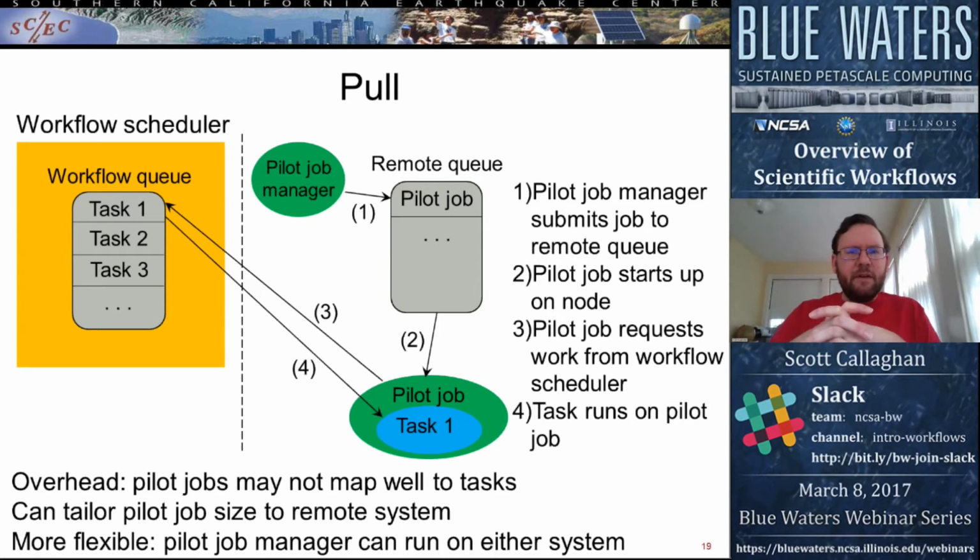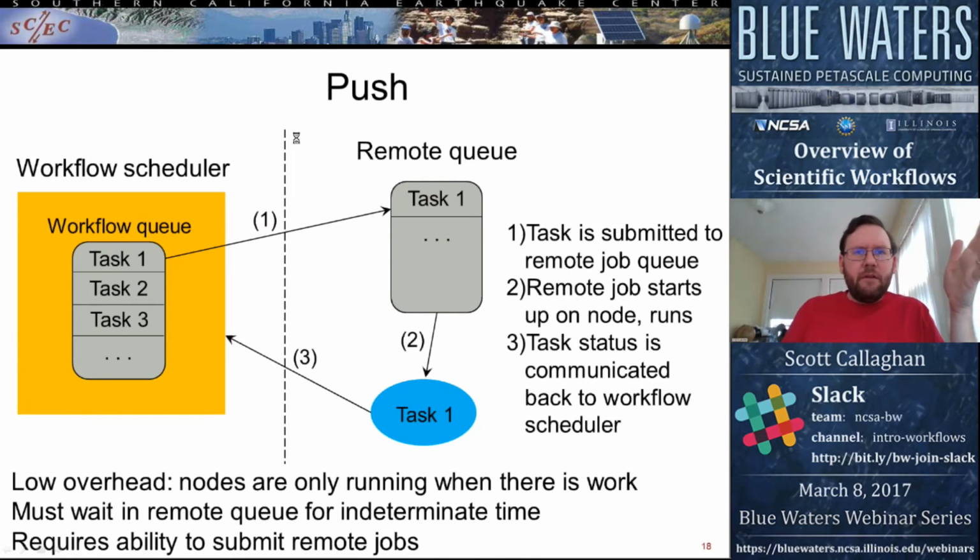The downsides of it are that you have more overhead, right? The pilot job might run for a while before you have any work, but you're still using cycles, you're still using compute time, you're just not doing anything useful with it. You have a little more complexity, you have this new component, but it is more flexible. The pilot job manager, as you see in this example, can actually run on the remote system. You don't have to worry about that number 1 link that we saw here, sending jobs from the workflow tool to the remote system.